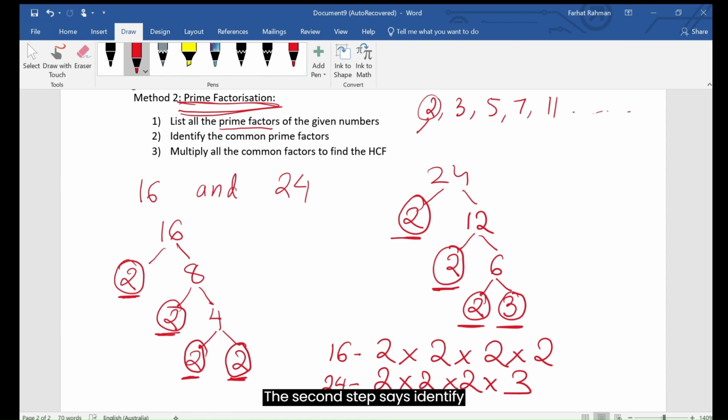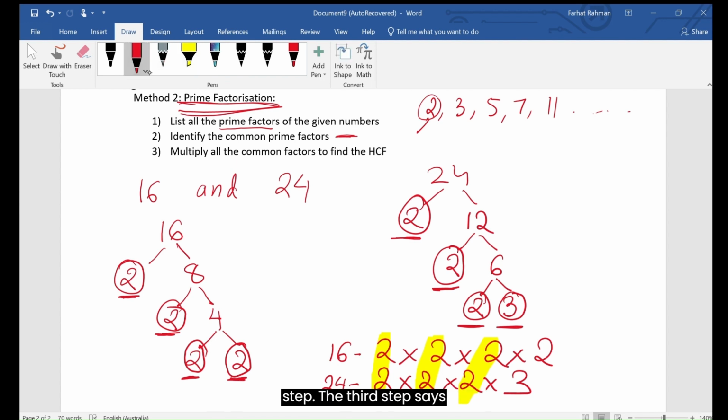The second step says identify the common prime factors. I'm going to identify the common prime factors by highlighting them. That's one common prime factor. That's another common prime factor. That's another common prime factor. There are no other common prime factors here. So we are done with the second step.